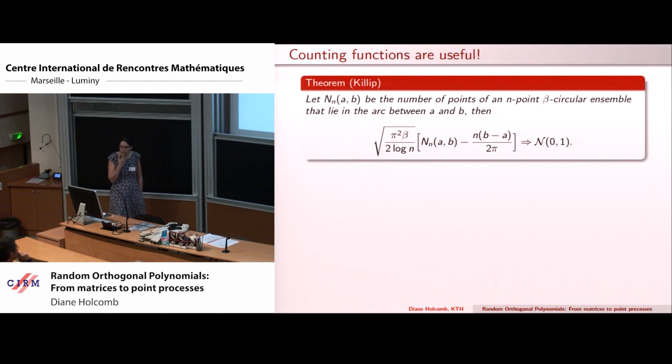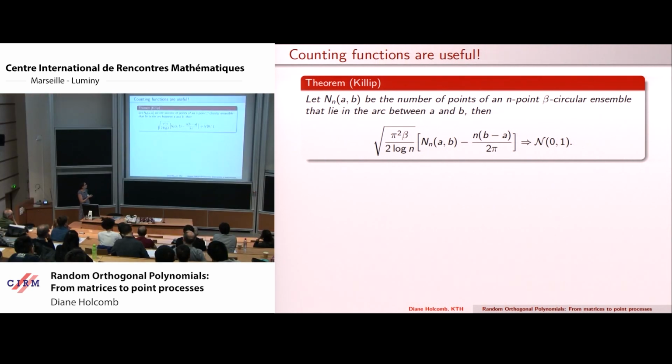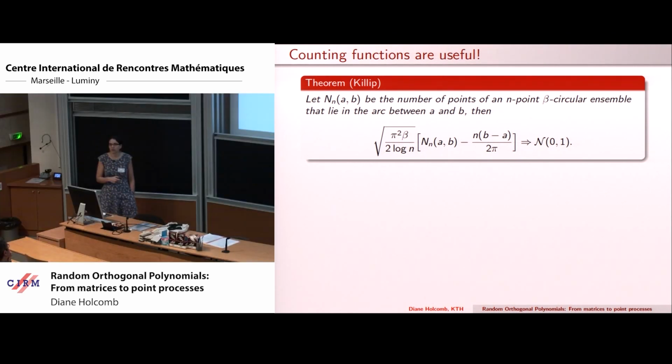So why is this useful? I just wanted to give you one type of thing you can prove with this framework. If you want to count the number of points in the n-point beta circular ensemble that lie between A and B, then Killip showed that you get a central limit theorem for it. If you want to know the Gaussian fluctuations of that, they happen on scale 1 over square root of log n. You have the centering and then some appropriate norming constant.